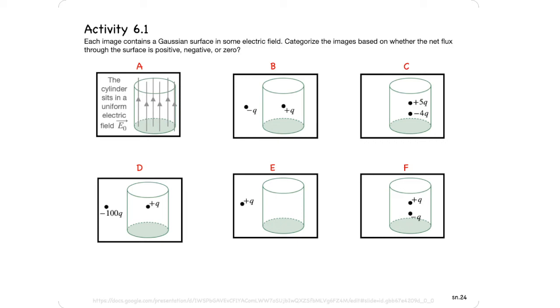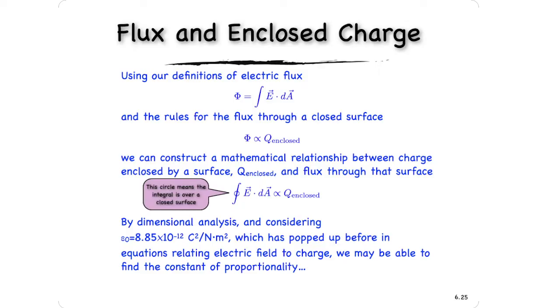So let me do this. I'm going to skip that for now. So let's put all this together. Our definition of electric flux is now the integral of the electric field dotted with the area. Our rules for electric flux said the total flux through an enclosed surface must be proportional to the charge enclosed.